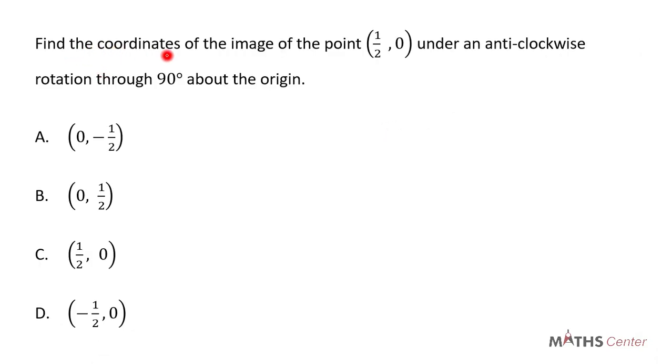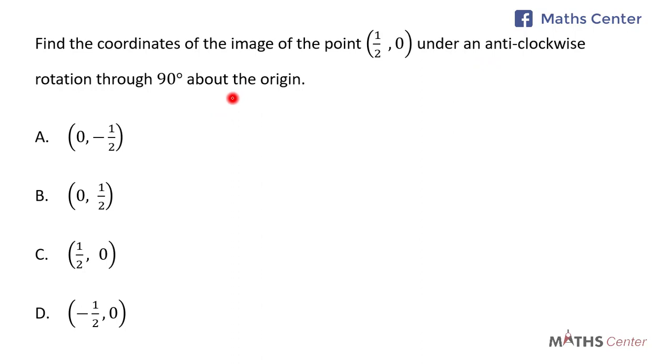Find the coordinates of the image of the point (1/2, 0) under an anti-clockwise rotation through 90 degrees about the origin. This is a multiple choice question, and so we will solve the question, and then after that we will pick the correct option. The question says that a point has the coordinates (1/2, 0), and this point is rotated through a 90 degrees angle in the anti-clockwise direction about the origin.